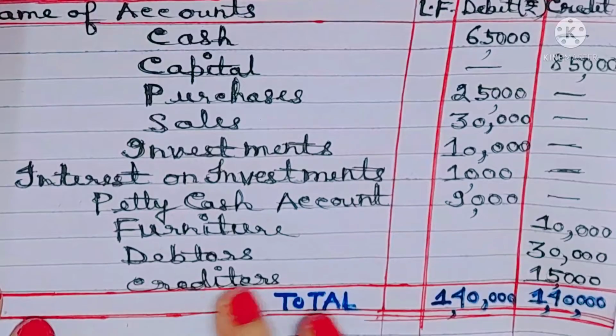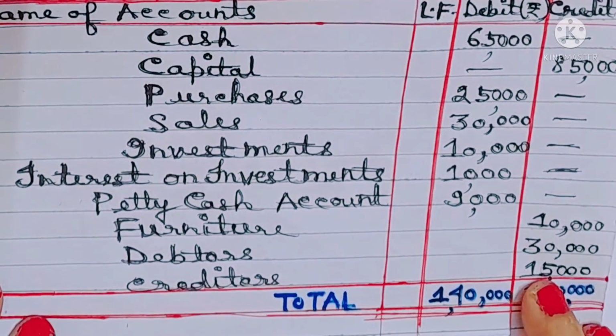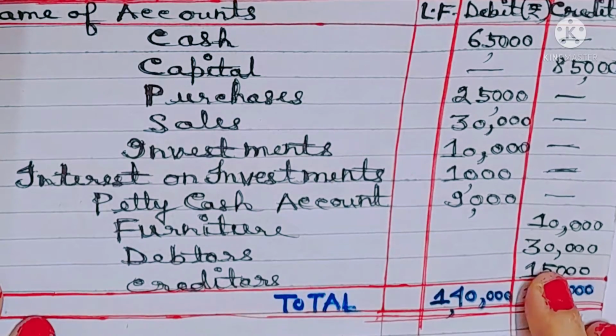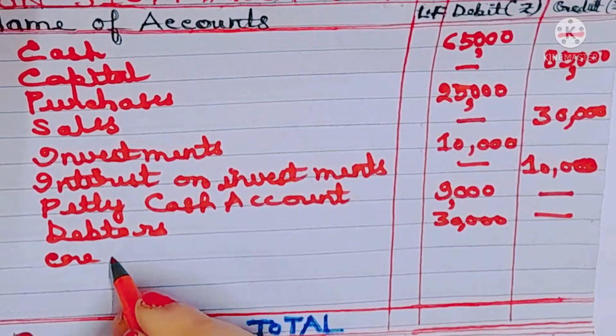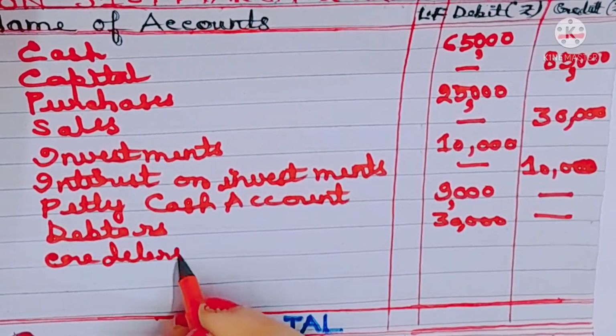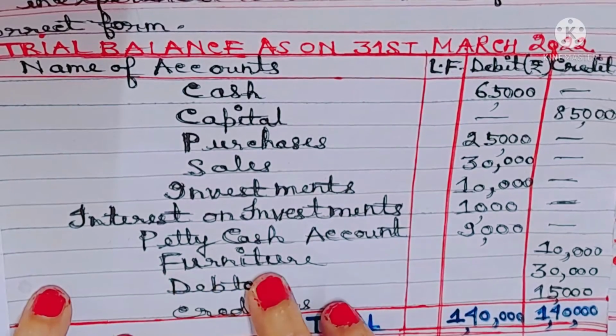The last account is creditors, 15,000. The inexperienced accountant has written correctly in the credit column. So, let's write creditors, 15,000. See, we have missed out one item. So, see, we missed out on furniture.